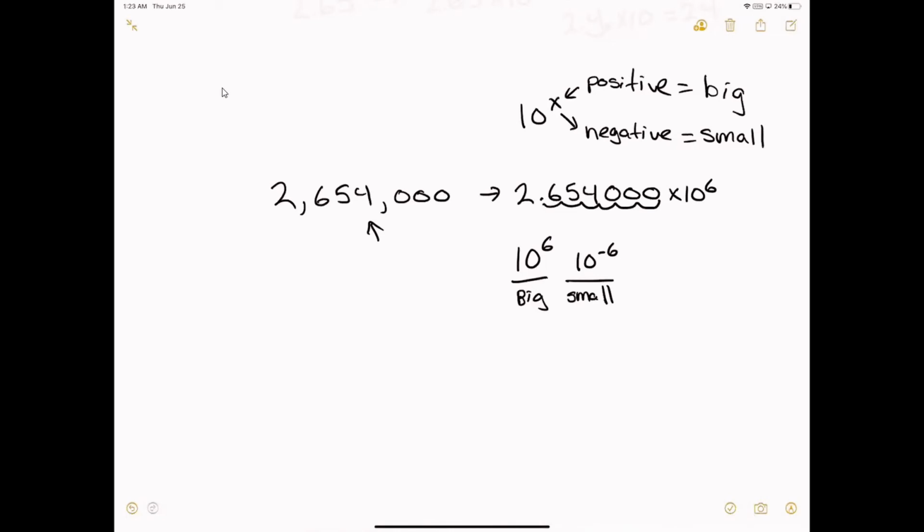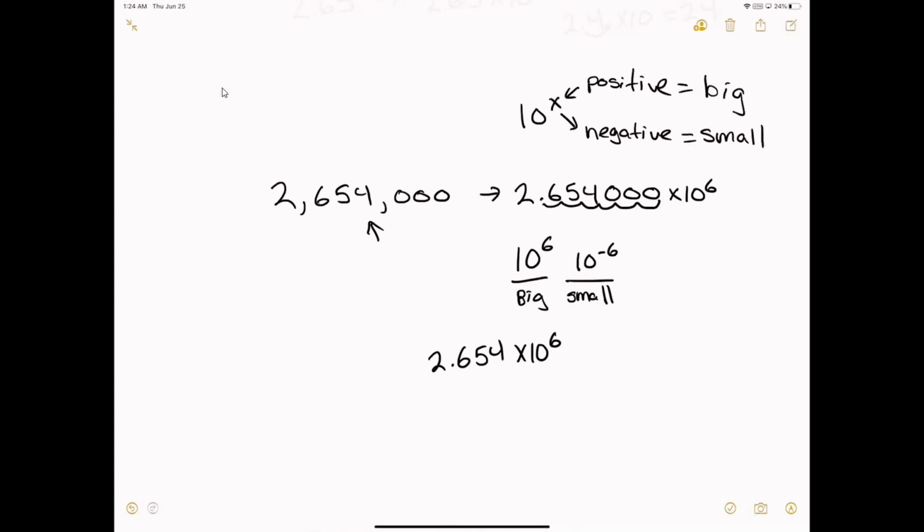Now, you don't always have to put those zeros at the end. Sometimes you will, sometimes you won't. It depends on something called significant digits or significant figures, and we're going to talk about that next week. But if you want, for this worksheet, if you just want to write that as 2.654 times 10 to the 6, feel free, because those zeros really don't mean anything. They're just placeholders for this particular example. Okay, that's how you would do scientific notation.